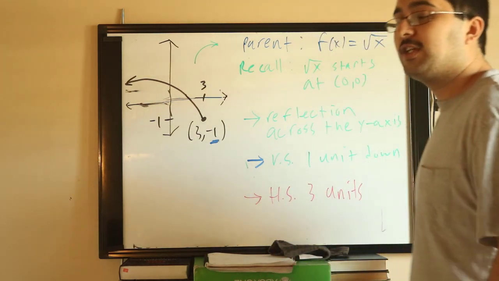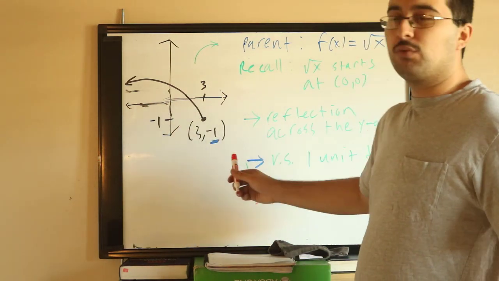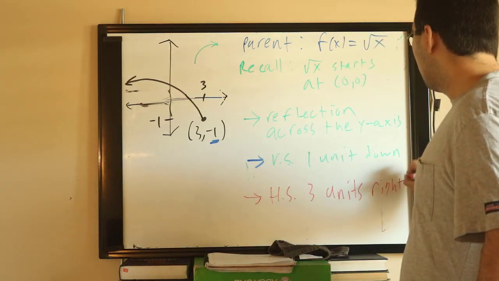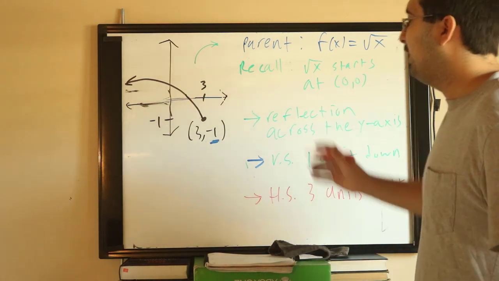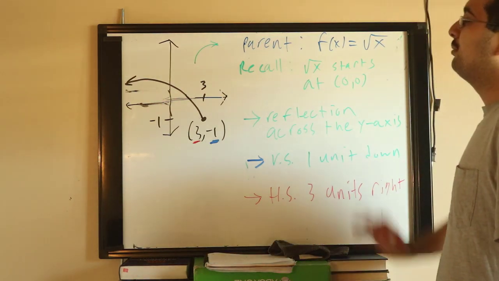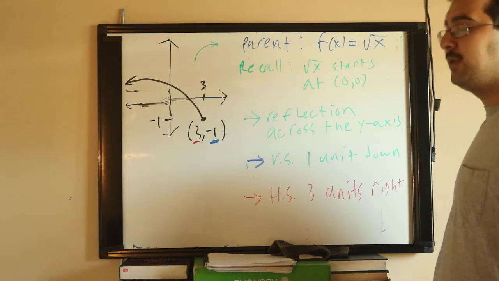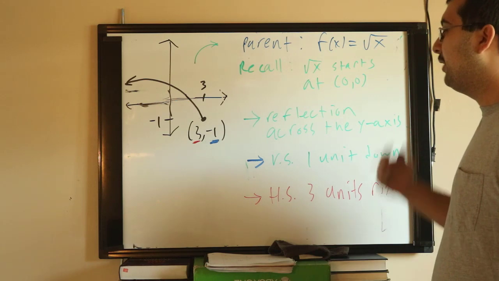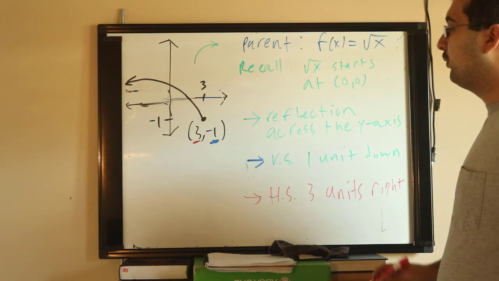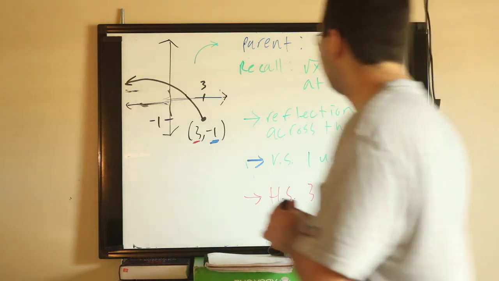Now remember, is this going to be right or left? Well, this time it's easier for us to identify. We can see that we've moved right. Just for now, keep in the back of your mind that counterintuitive stuff we're about to get to in a second. But this one, it's easy to see that we moved 3 units right. Alright? So, here are our 3 translations. We have a reflection across the y, a vertical shift 1 unit down, and a horizontal shift 3 units right. So, let's try to create the function that encompasses all of these translations.